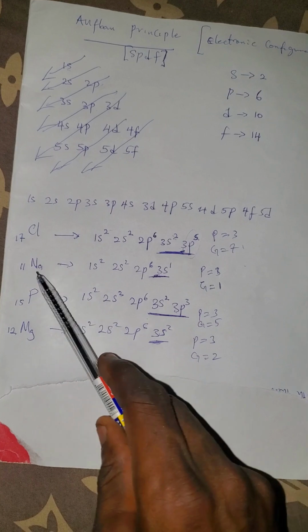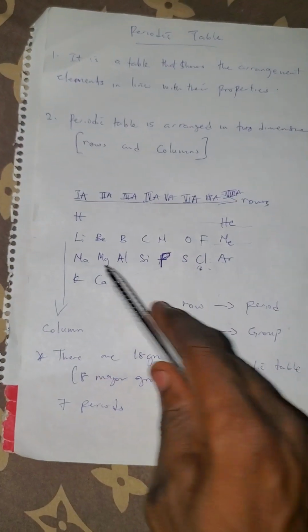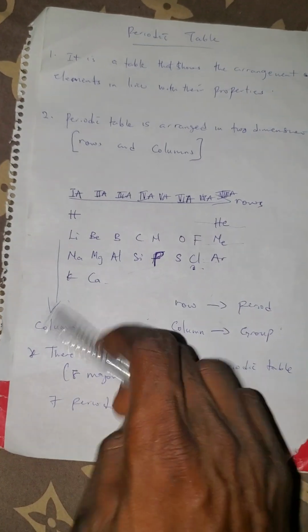Next one is sodium. Sodium is in period 3, group 1. So period 3, group 1, we have it to be 1, 2, 3. That's period 3 and group 1, just the first group.